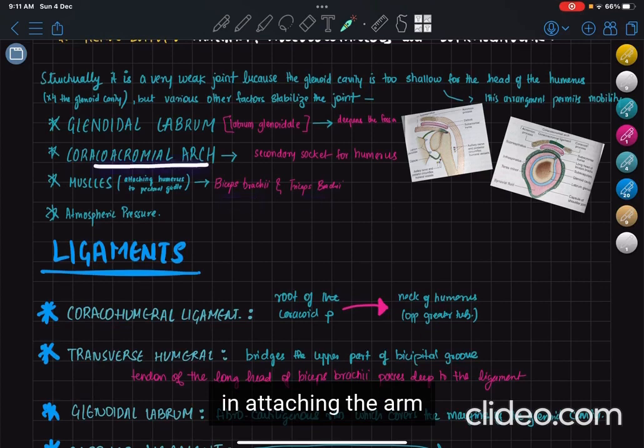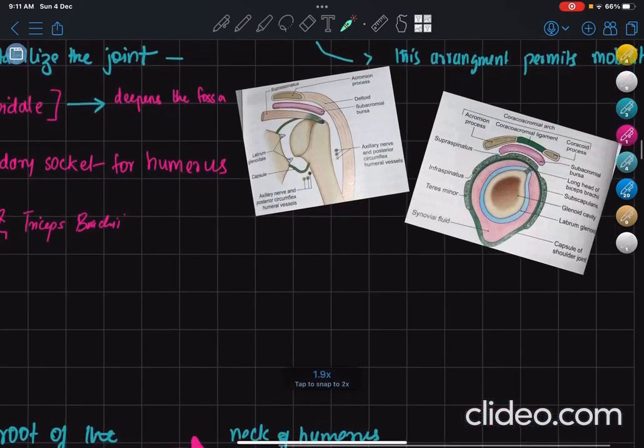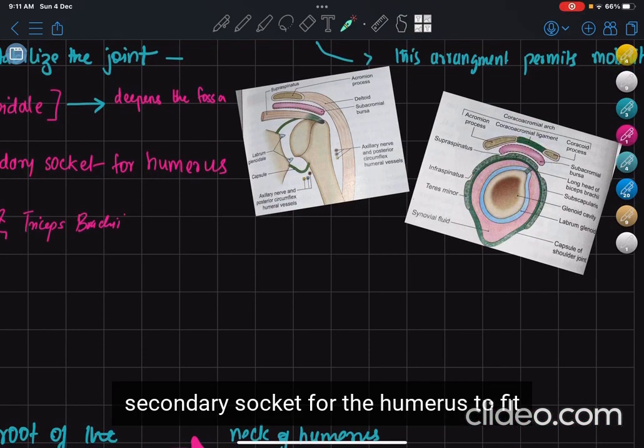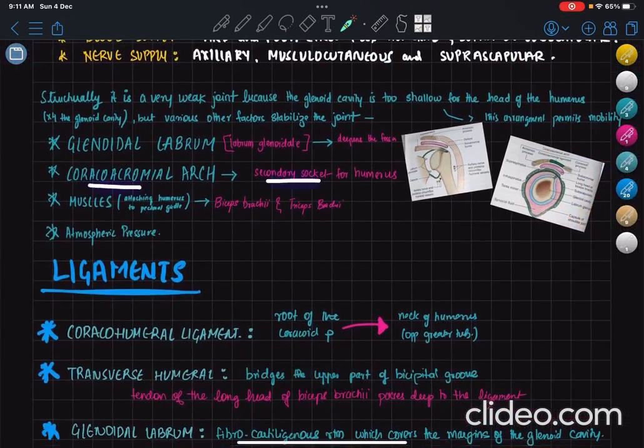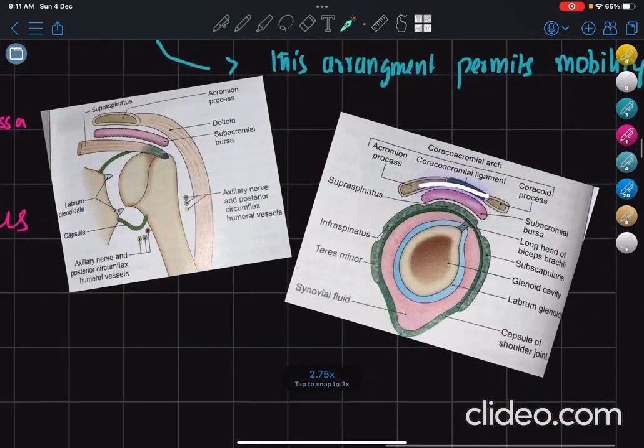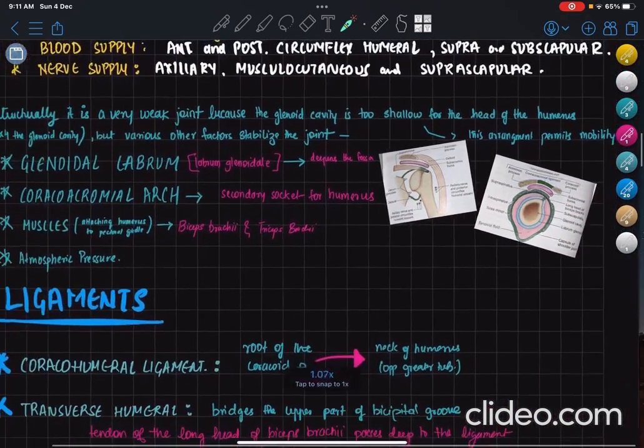Next we have the coracoacromial arch. So we have the glenoid cavity where the head of the humerus fits, and then at the top we have this coracoacromial arch. So it acts as a secondary socket for the humerus to fit. So it can loosen up there is what I'm trying to say. It can ease or it can sit there more comfortably because of the presence of the arch. So coracoacromial arch acts as a secondary socket. This is the coracoacromial arch. We'll definitely talk about it more in the video.